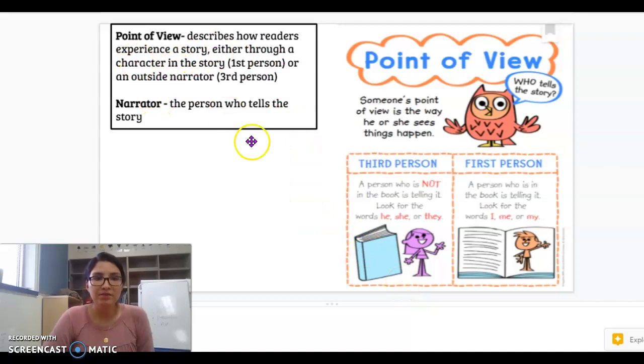So remember, point of view describes how readers experience a story. So we either notice that the character is in the story, and that's first person. If the character is in the story and telling the story, that's first person. Or if it's an outside person telling the story, that's third. Remember, narrator is a person who tells the story. So who is a narrator? The person who tells the story.